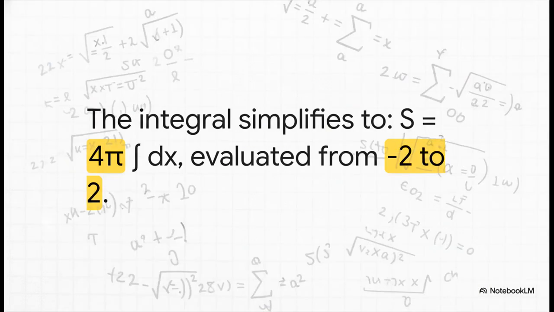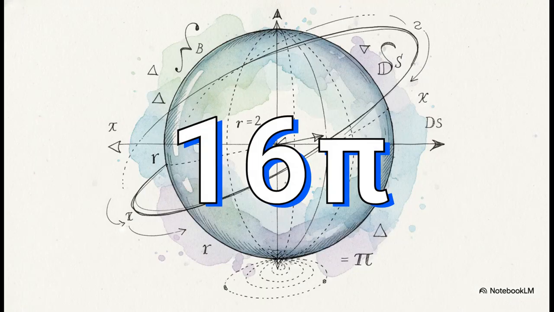It's an unbelievably simple integral. We're just integrating the number 1 from -2 to 2 and then multiplying the whole thing by 4 pi. When we evaluate that, we get a final answer of 16 pi. Now, does that number ring a bell? Think back to geometry. The formula is S equals 4 pi r squared. For our sphere with a radius of 2, that's 4 times pi times 4, which is 16 pi. It matches perfectly. Our calculus method actually works.